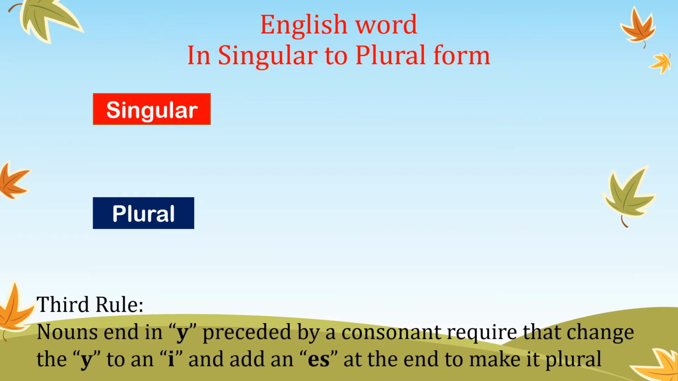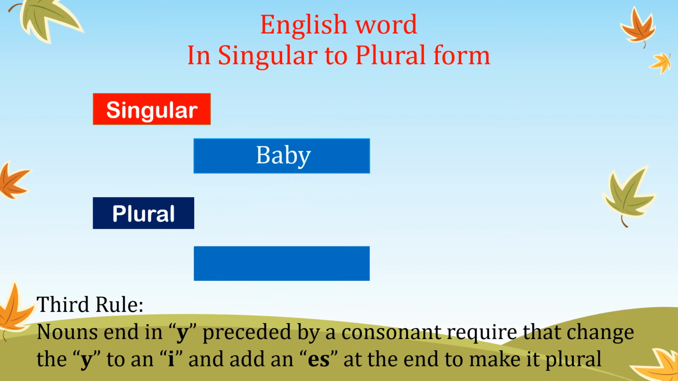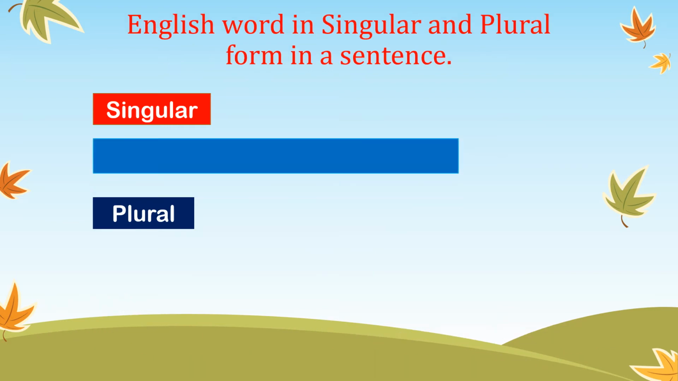Let's move on to the third rule. Nouns that end in y preceded by a consonant require changing the y to an i and adding es to the end to make it plural. Okay, for example, for singular, baby. Now, let's do plural, babies. Let's use it in a sentence.